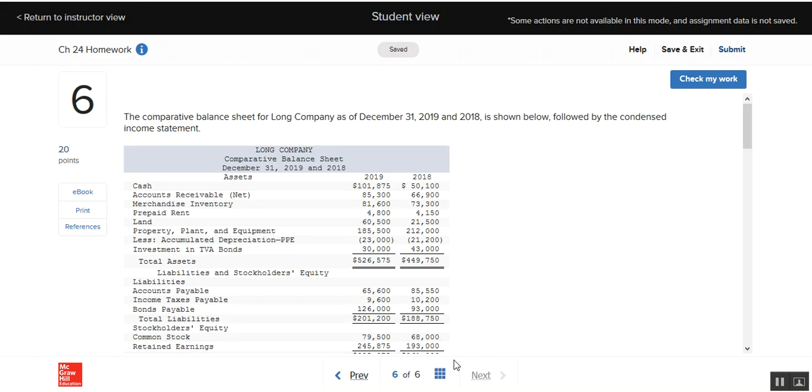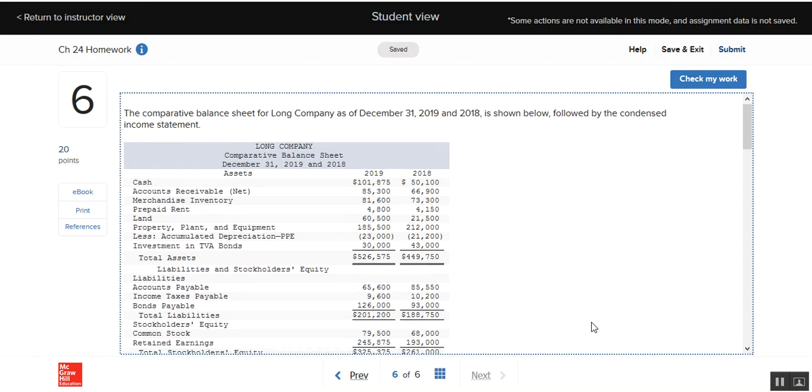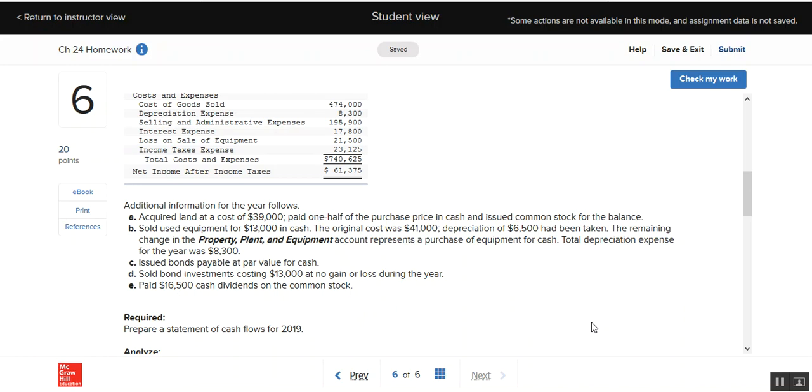Hi class. In this video we're going to look at an example from chapter 24 and how to do a statement of cash flow. So I think these are some of the harder things that you have to do in accounting. So I'll try to go through it in such a way that maybe it'll make a little bit of sense. So it says we've got a comparative balance sheet for Long Company and a condensed income statement. So there's that. We've got some additional information. And it says prepare a statement of cash flows for 2019.